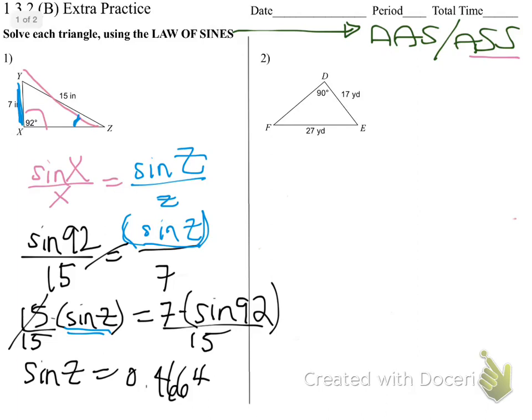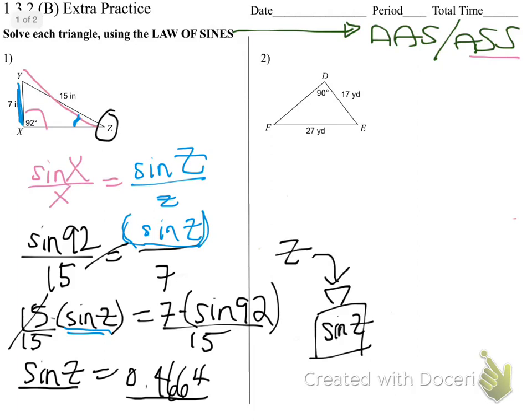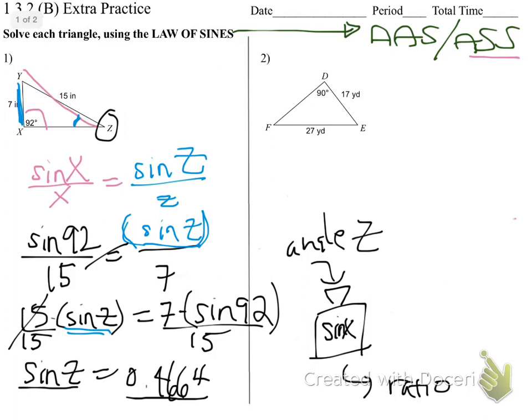Okay, so note, my answer is not, because what am I looking for? I'm looking for z, and I'm not saying that z equals 0.4664. I'm saying that the sine of z equals 0.4664. So if there is a function machine that sines things, let's say the function is sine of x, when I put in an angle, I get out a ratio. So let's say the angle I put in is z, I get out the ratio 0.4664.